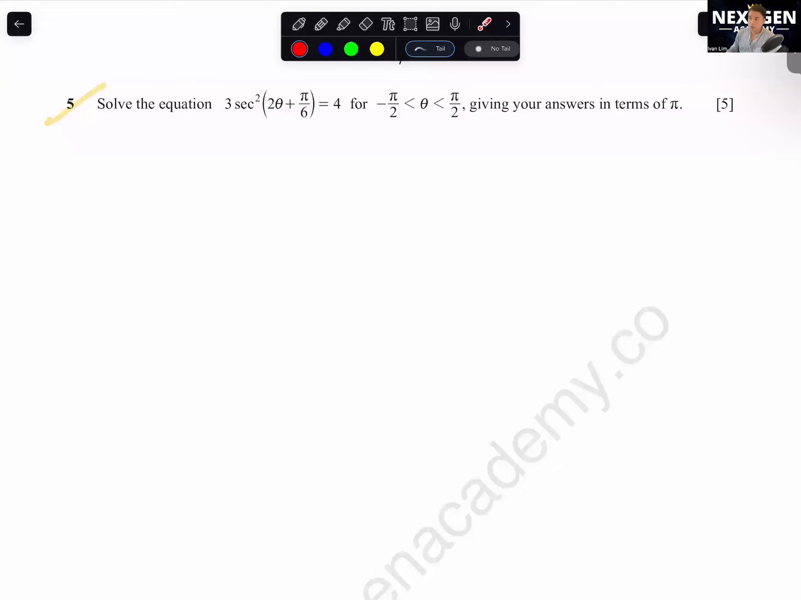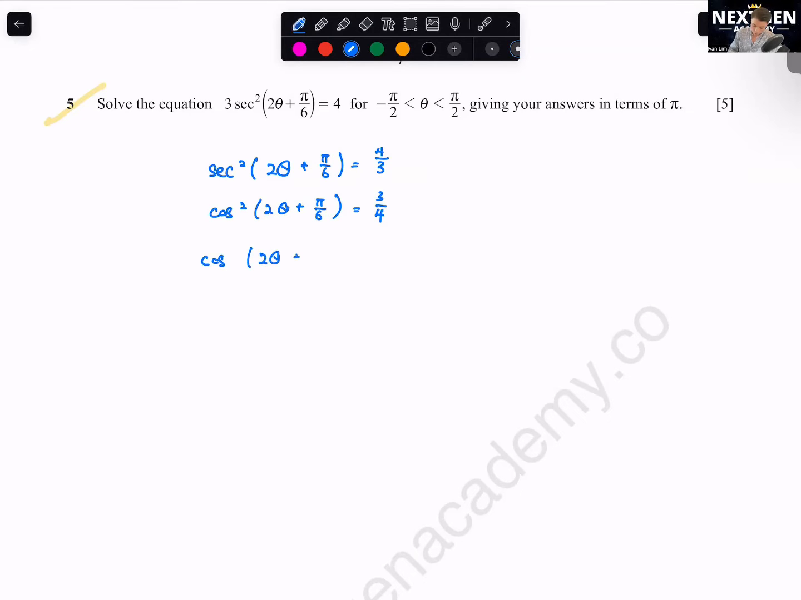Solve 3 secant square of 2 theta plus pi over 6 equals 4, for negative pi over 2 to pi over 2. Give your answer in terms of pi. Okay, so first thing, go and find your quadratic equation first. Secant square 2 theta plus pi over 6 equals, simplify the whole thing first, 4 over 3. Change it to cos. Cos means you inverse the entire equation. Then for cos, you bring your square over, it will become plus minus square root, plus minus square root 3 over 4.